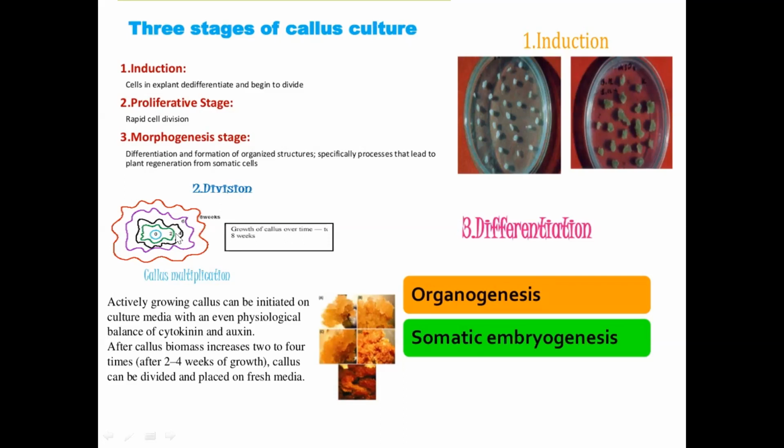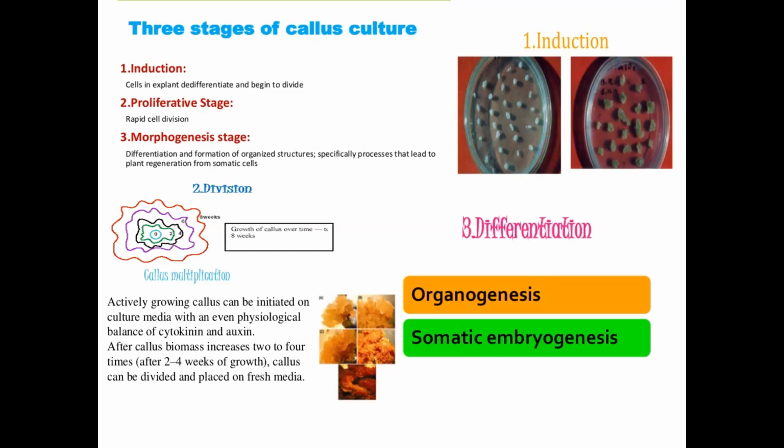Exponential growth, you can see within weeks, within 2 months, you can see heavy growth. So actively growing callus on a culture medium. The important thing is the balance of cytokinin and auxin. In this case, it should be balanced. The cytokinin auxin ratio should be in balance. Only then the tissue remains as a callus. Once you raise the cytokinin level or you raise the auxin level, you will go in for either rooting or shooting respectively.